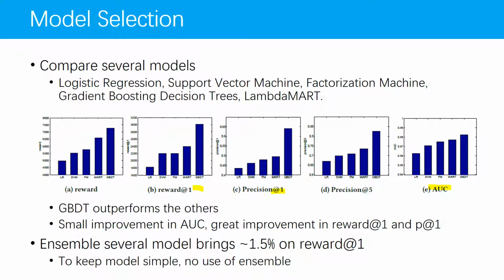We also tried to ensemble several different models, which can lead to about 1.5% improvement. However, to keep our pipeline clean and light, we abandoned the ensemble steps. We use only one GBDT model as our final model.